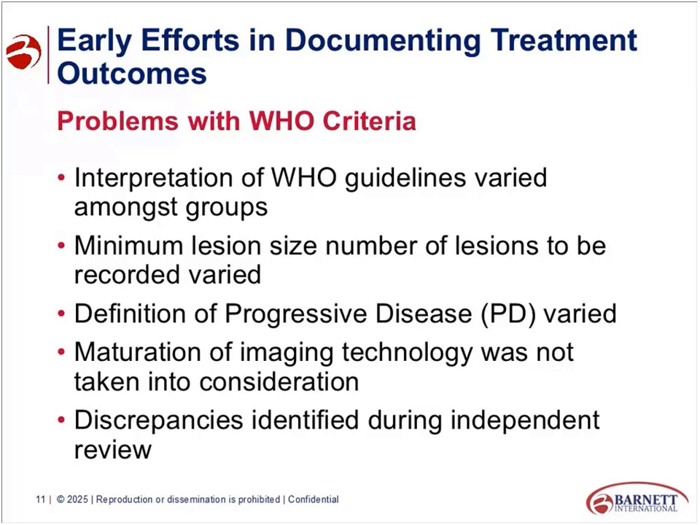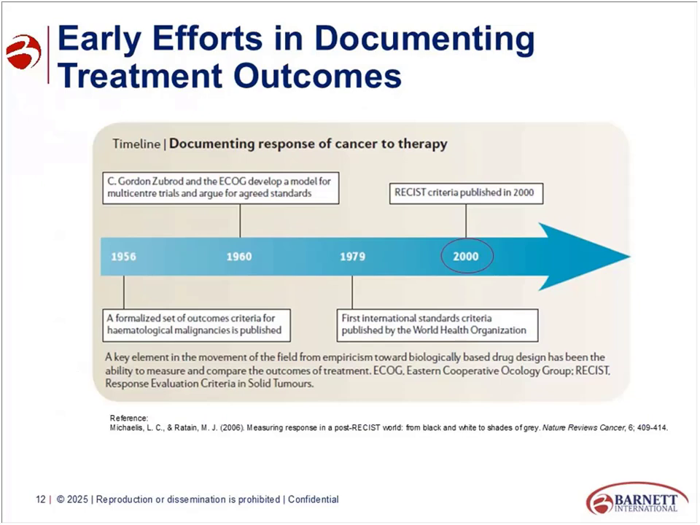Investigators and sponsors made modifications to the WHO criteria to address these deficiencies, which in turn resulted in greater variations in how responses were calculated. So it kind of defeated the purpose of having a standardized criteria. As a result of these deficiencies in the WHO criteria, several clinical research organizations took it upon themselves to update the criteria, and they published a new standard in 2000, and that's what we now know as RECIST, that's RECIST version 1.0. But what exactly is RECIST?